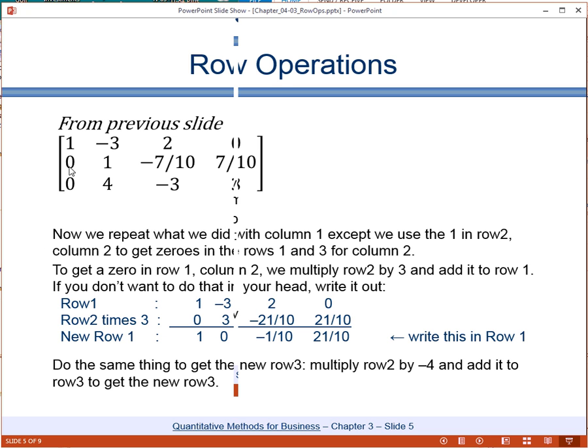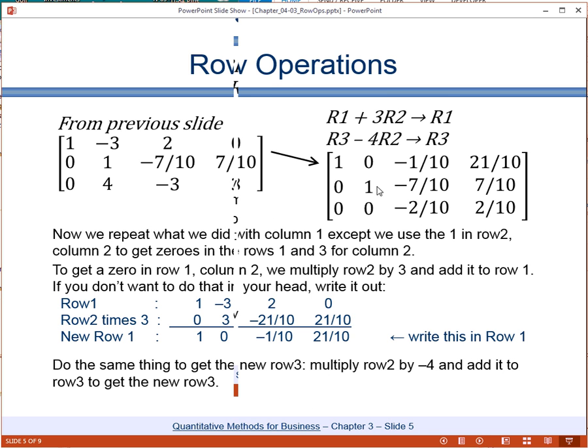So you would get 0 times minus 4 is 0. You get minus 4 there. You'd get 28 tenths and minus 28 tenths. And then write those down and just add them up to get a new row 3. And that's what I've done here.